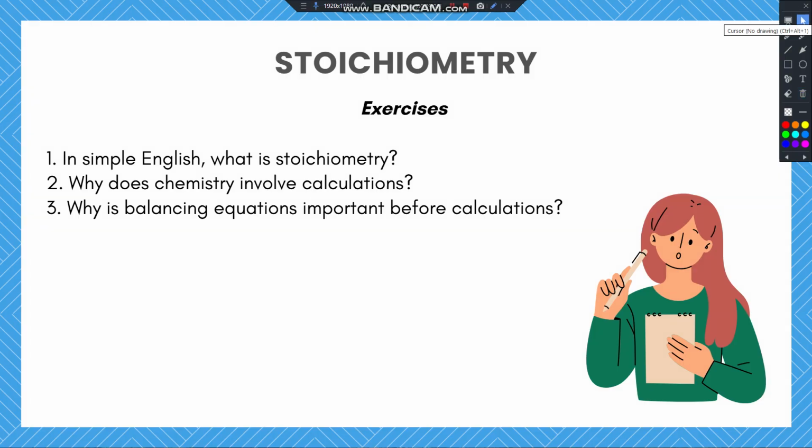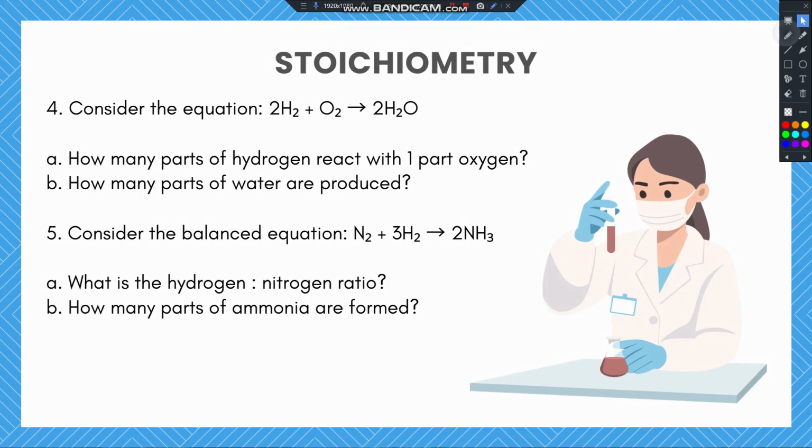Answer these, drop them in the comment section where I'll be waiting to answer your comments. And I have some more exercise questions I'd like you to handle. The fourth one says, consider this chemical equation on the screen. We have this chemical equation right now. How many parts of hydrogen react with 1 part of oxygen? And then how many parts of water are produced? And then we have the fifth one. Consider this chemical equation on the screen. What is the hydrogen to nitrogen ratio? And then how many parts of ammonia are formed?